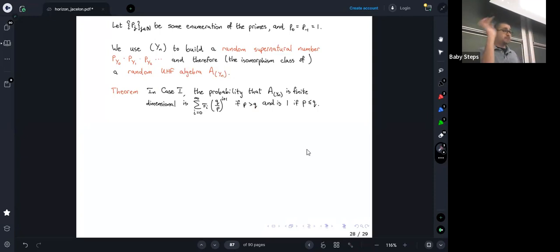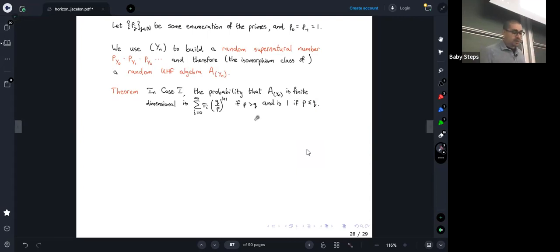So in case one, where her walk can terminate, the termination of the walk means that the supernatural number she constructs is actually just a finite product of primes. So what she ends up with is a finite matrix algebra. There are two possibilities. Either p is less than or equal to q. This means that she's more likely to head towards home than to wander out. So in that case, with probability one, her walk will terminate, and the UHF algebra she constructs is just a finite matrix algebra.